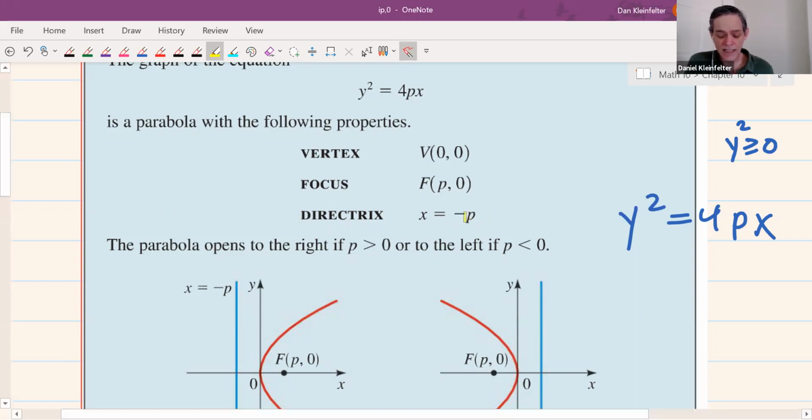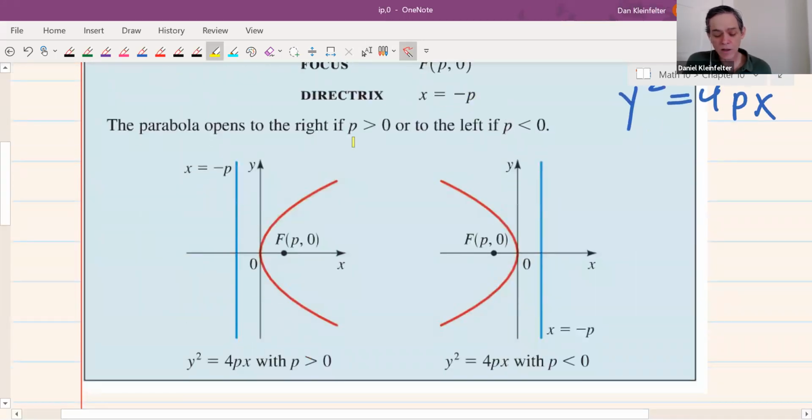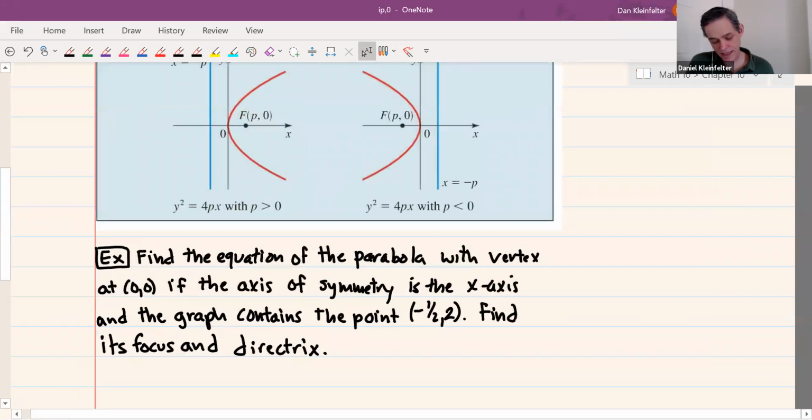And notice that the sign here is opposite the sign of p, right? Because the focus you can think of as kind of inside the parabola. So the directrix kind of has to be on the opposite side. Okay. The parabola opens to the right if p is positive, and opens to the left if p is negative. If you forget that, we can always just kind of reason it out and think about what the signs have to be. Okay, so we're going to try an example next.